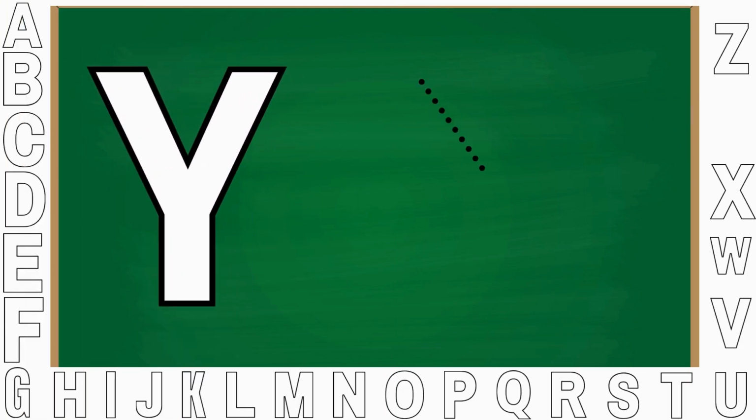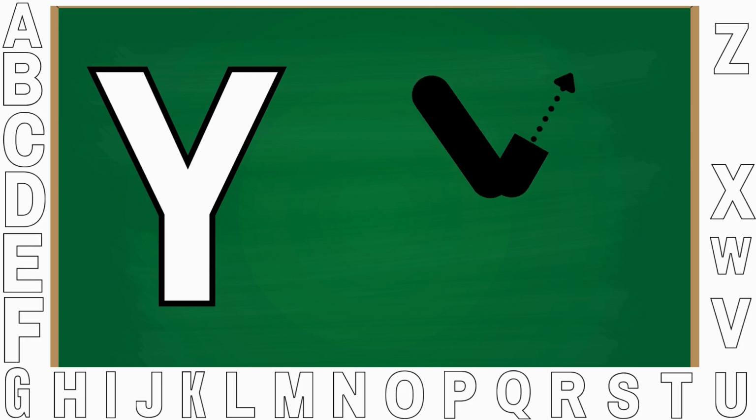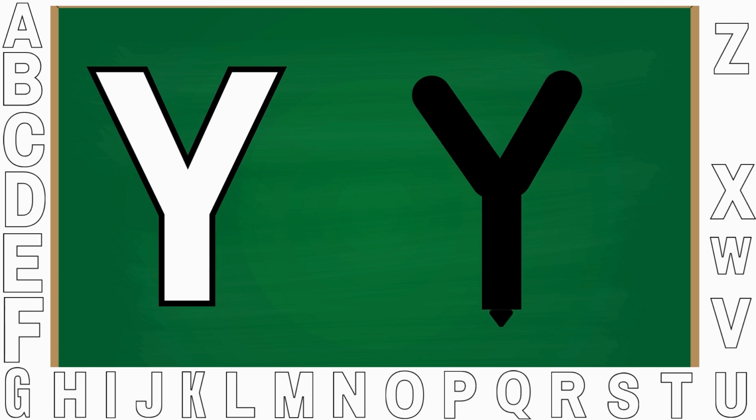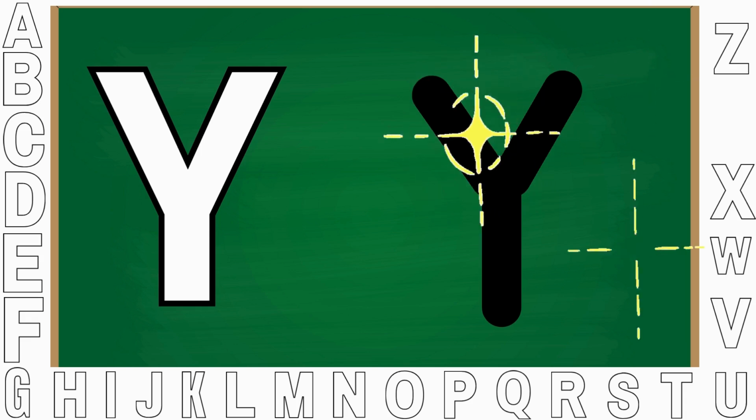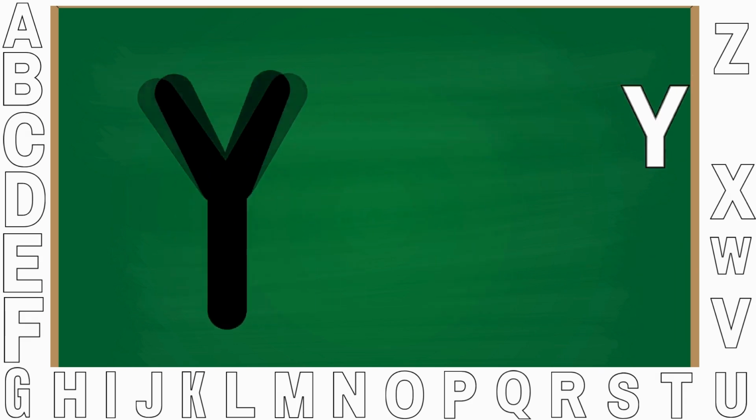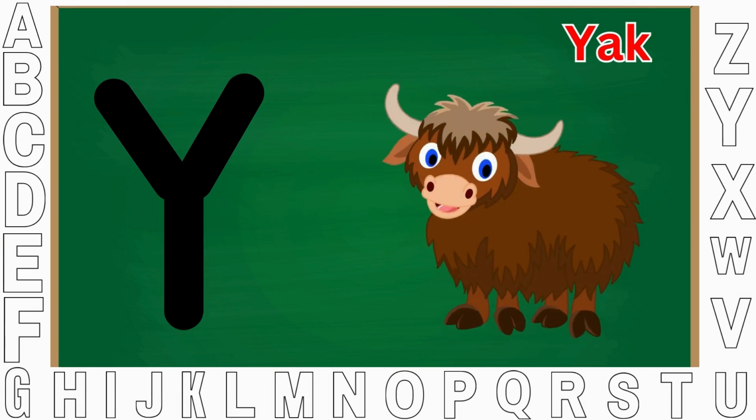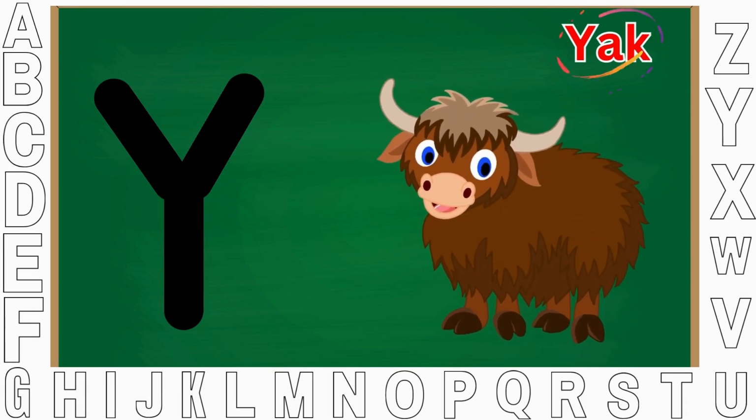Y. Draw a small V shape at the top. Add a vertical line from the bottom point of the V. Y. Y is for yak.